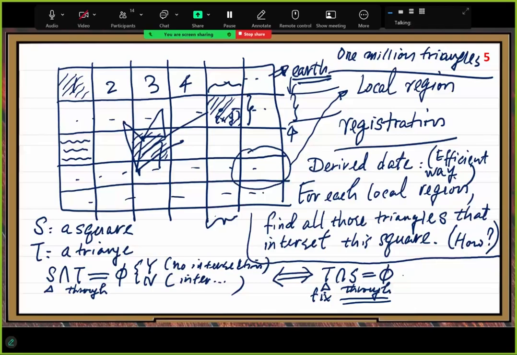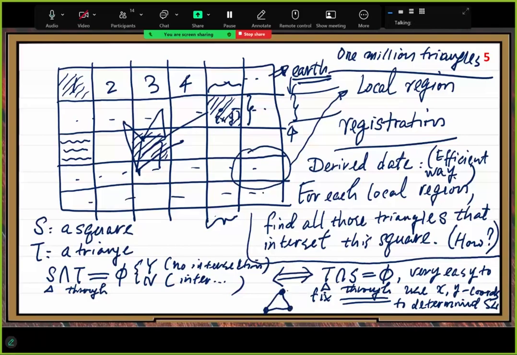Because it is very easy to use X, Y coordinates to determine those S. Okay? Because for a triangle T, we have 3 vertices, 3 coordinates, right?